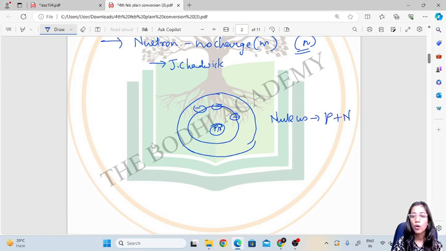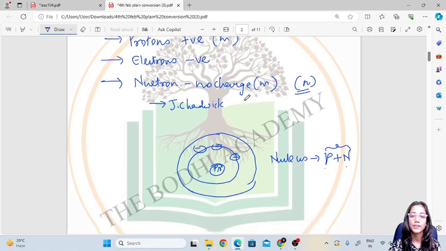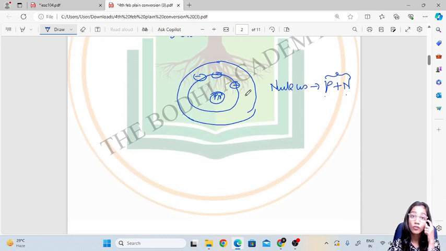Now we know that the electron doesn't have mass, but the protons and neutrons both have mass. So the total mass of an atom, called the atomic mass, is present inside the nucleus, because those are the only subatomic particles in the entire atom which have mass.